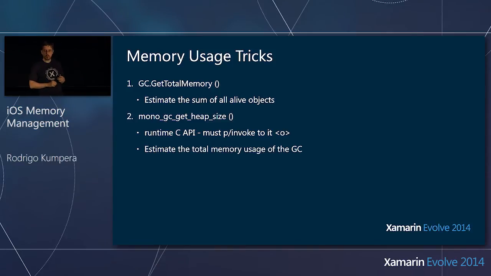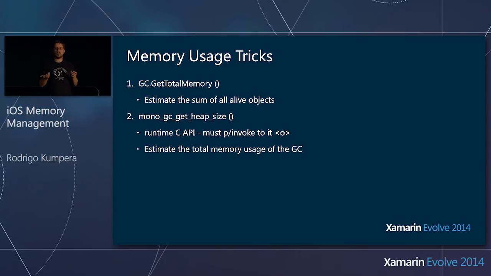This one returns an estimate of the total usage of the GC. It's not just your objects, because the GC holds the objects that you're using, plus some free space that it's going to use for the objects you're about to allocate, plus some overhead. You know, management in some ways. And this one will return you that number.